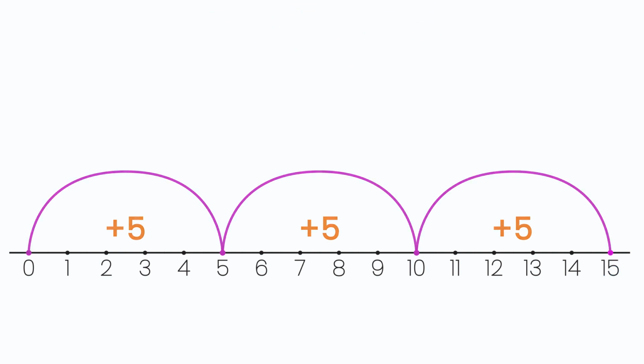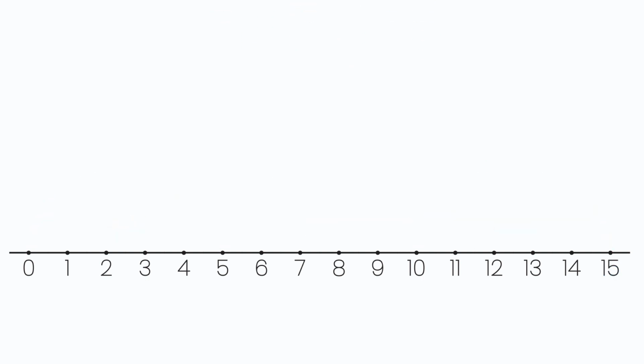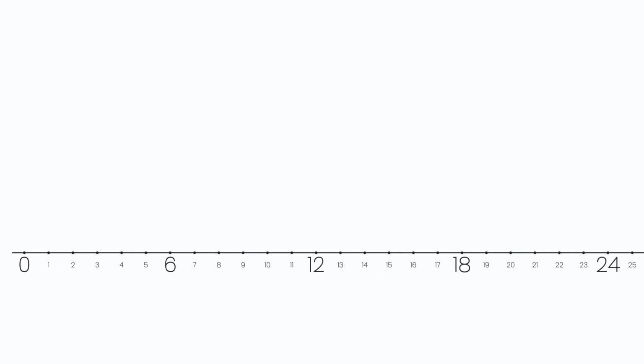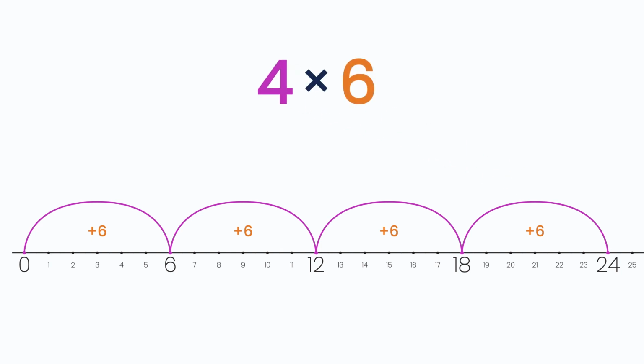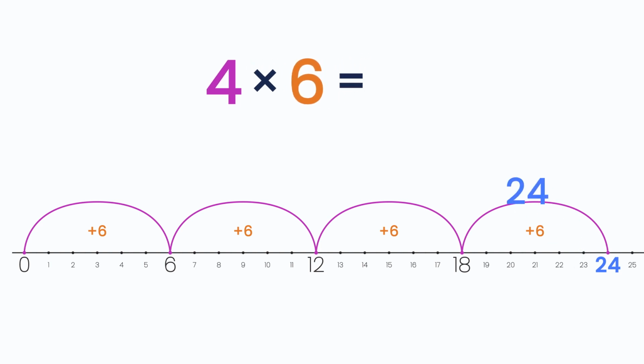What would another multiplication problem, like 4 times 6, look like on the number line? Here, you jump 4 times, where each jump has a length of 6. 1, 2, 3, 4. 4 times 6. If you jump 4 times with length 6, you land on 24. So, 4 times 6 is 24.